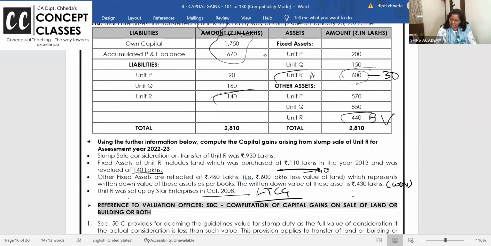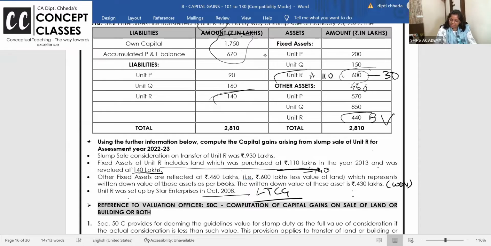Dear students, it has 110 lakhs and it was revalued to 140. So one thing is sure: here in fixed assets, instead of 140, you have to take it at 110. Clear? Fixed assets you need to take at cost, 110. But they have taken 140. Means according to them, 460 is other fixed assets, 600 minus 140, because they took it at 140.